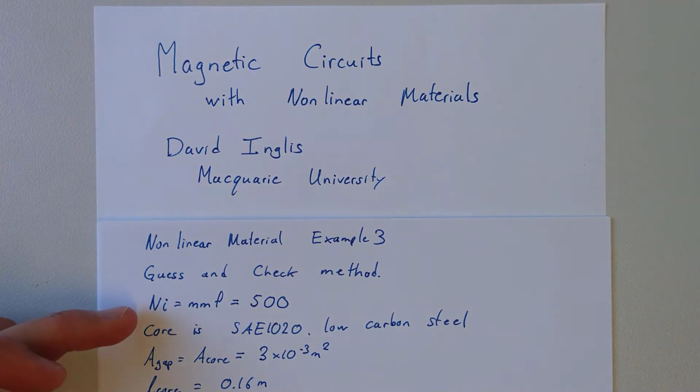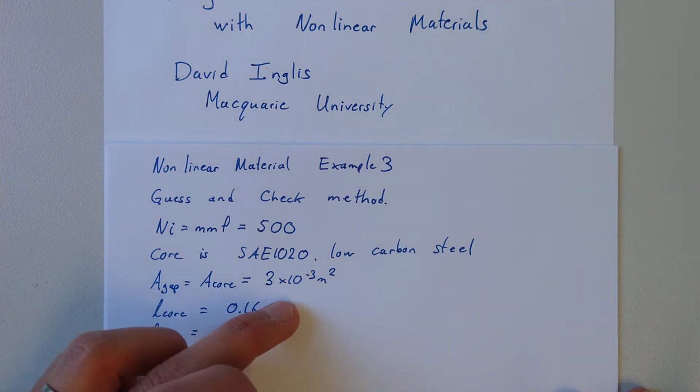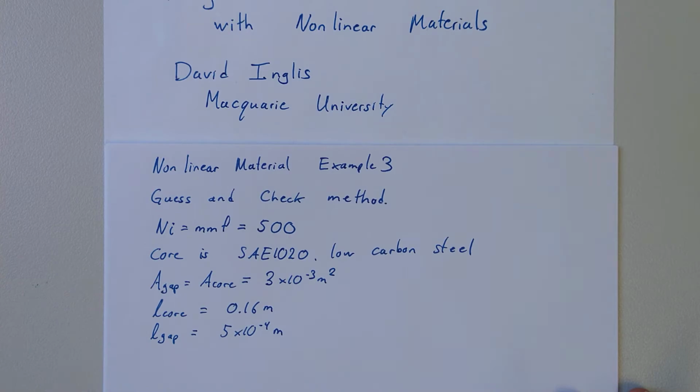We have a magnetomotive force of 500. We'll use a core made of SAE 1020 low carbon steel. The gap is the same at 5.5 millimeters. The length of the core is also the same, 16 centimeters, and the gap area and core area are still 3 times 10 to the minus 3 square meters.